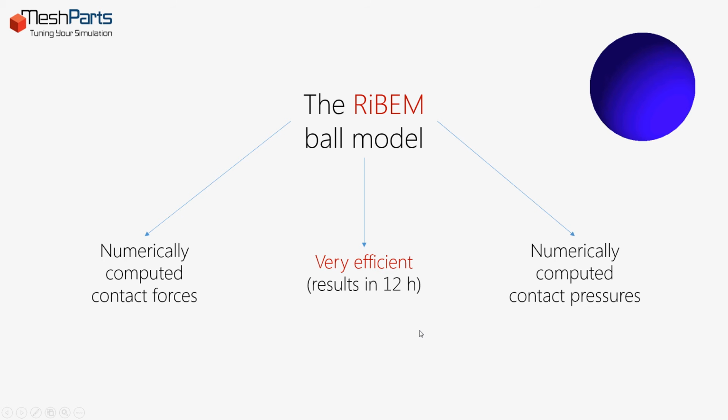The next model that we have developed is the ribbon model. The ribbon model allows you to numerically compute contact forces and contact pressures and is very efficient. You can get results from such a model in up to 12 hours, which is very fast actually for a ball screw simulation.